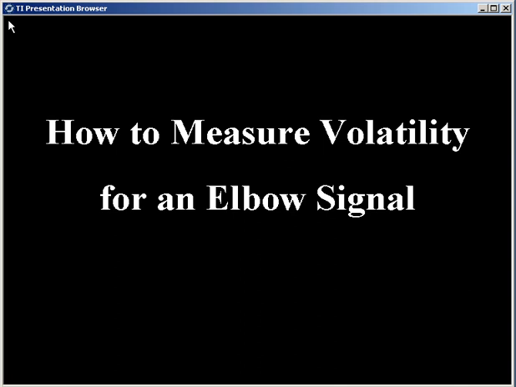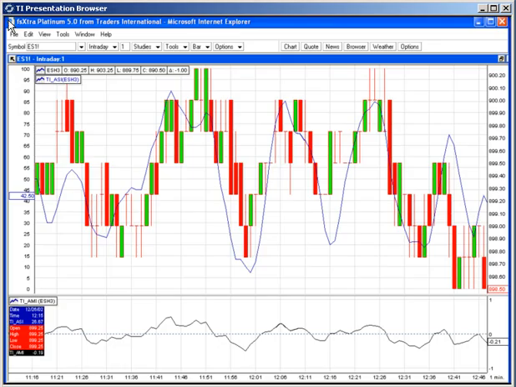The other type of signal that we may have is the elbow signal, and we measure choppiness for an elbow a little differently. Let's go over that right now. Here's a chart showing an elbow signal, identified by the black arrow. Here's another elbow on the DS.